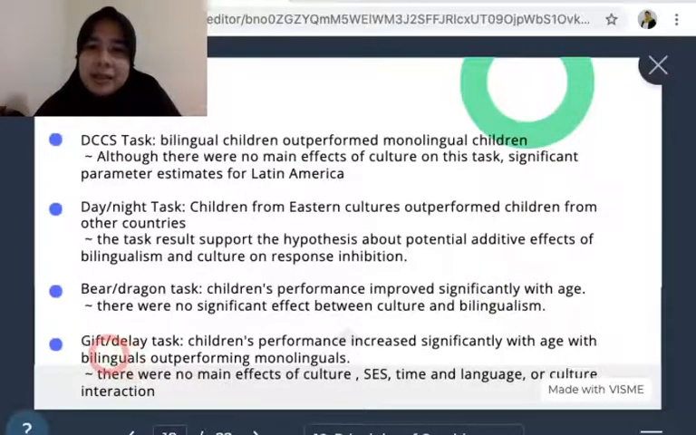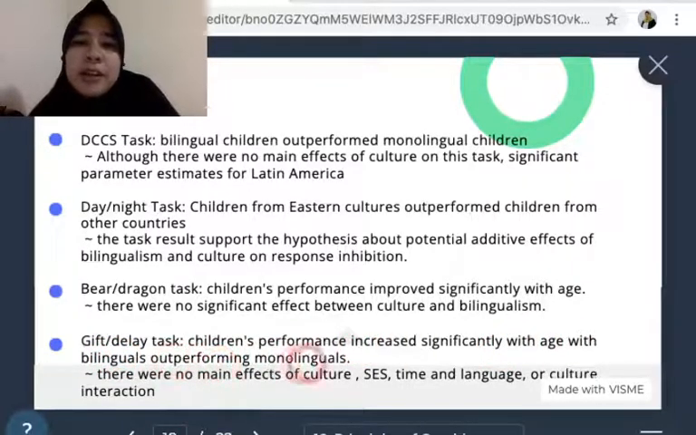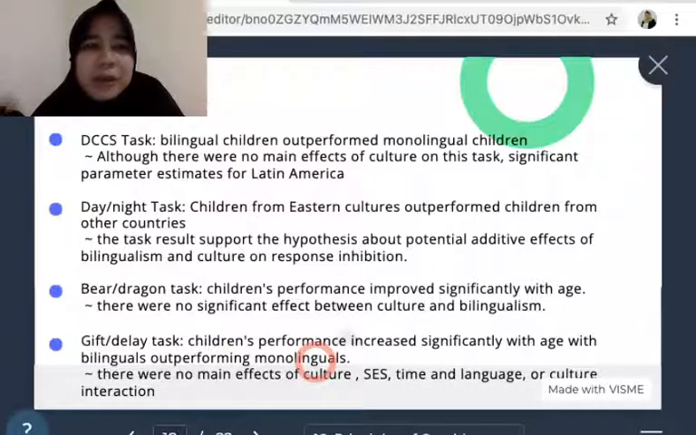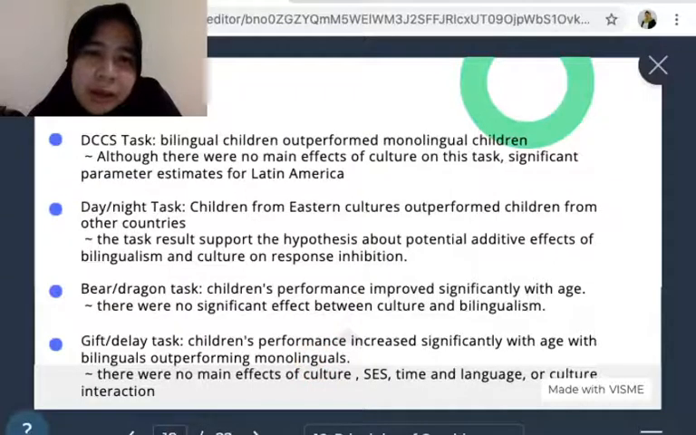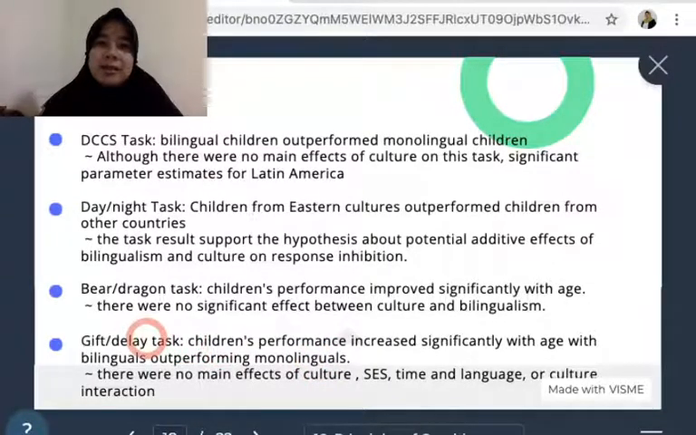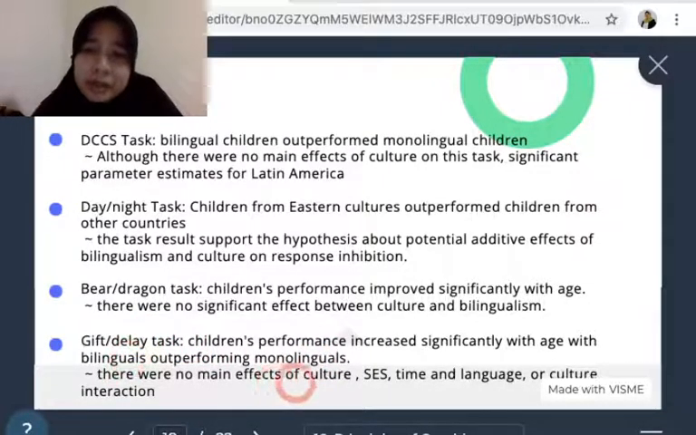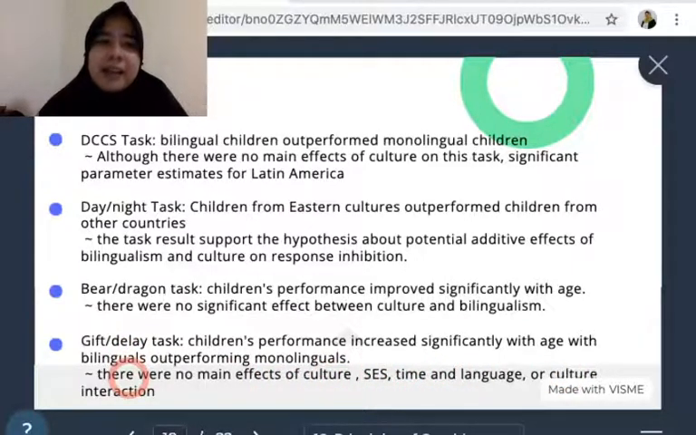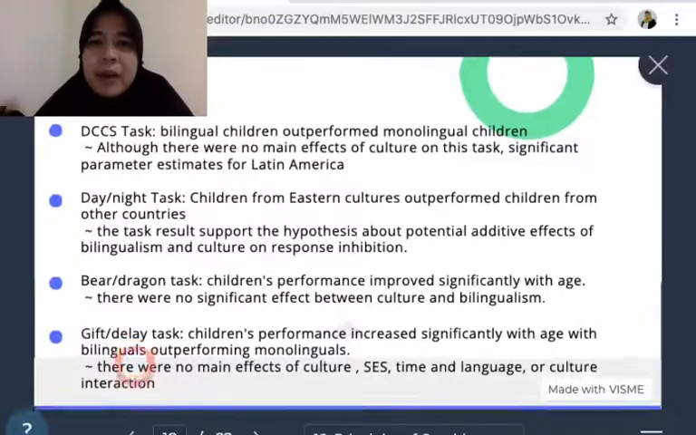In the give and delay task, children's performance increased significantly with age, with bilinguals outperforming monolinguals. So older participants and also bilinguals got more accurate results in the give and delay task. There were no main effects of cultures, SES, time and language, or cultures interactions in this task. So again, like DCCS, there is no relation between bilingualism and the cultures, the SES, the time and the language. Okay, now let's move on to the discussion.